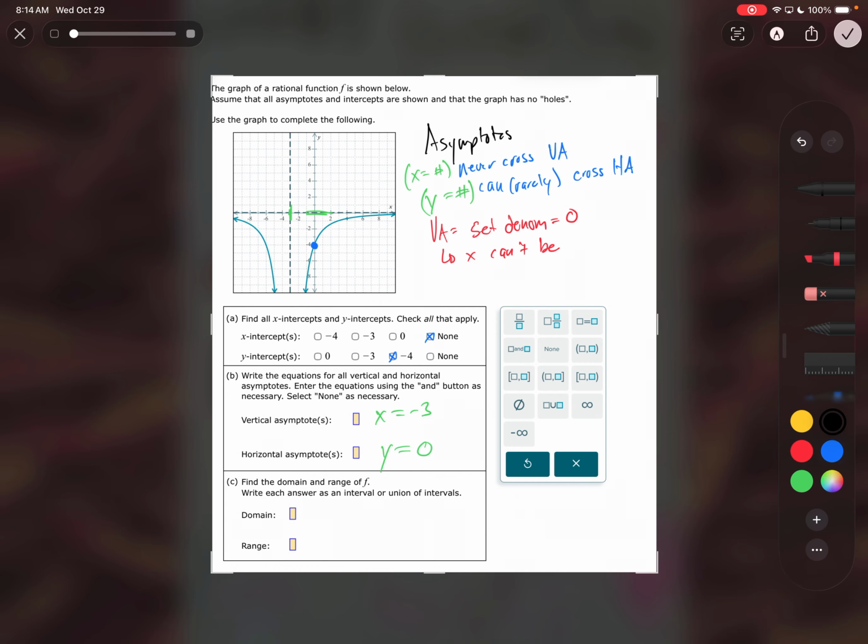The domain and range. Domain, remember, same as before. This is your x values, and it's how far left to right the graph goes. And then your range is your y values. It's how far down to up the graph goes.